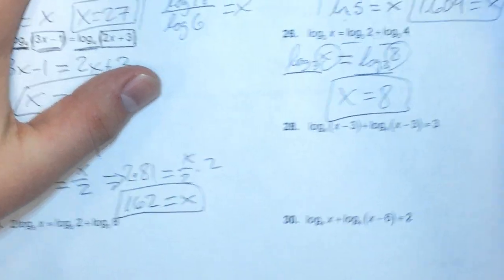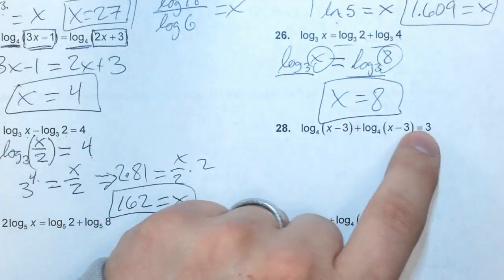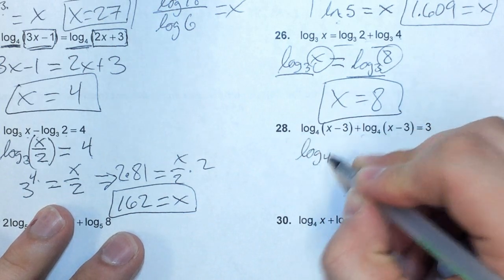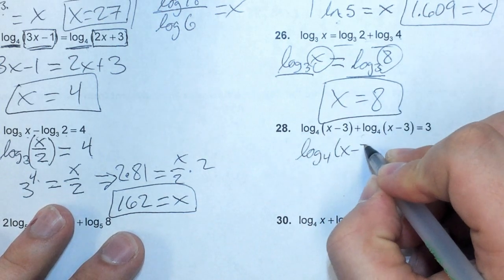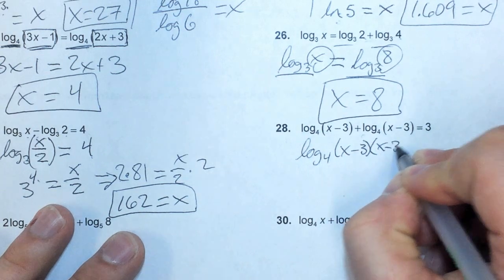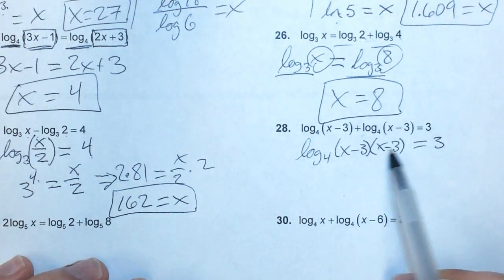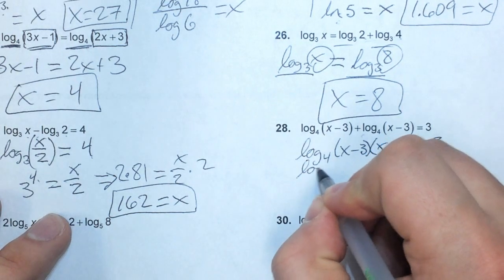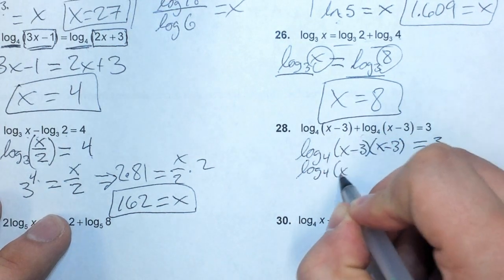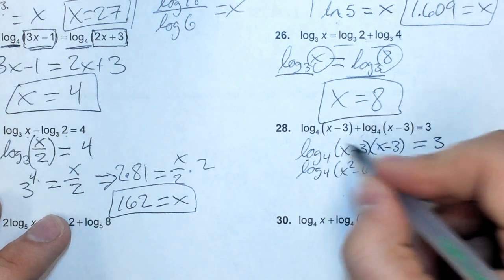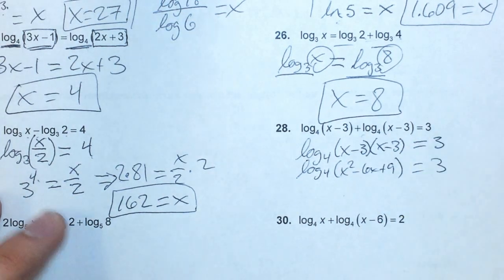Very similar thing happens in 28. There's not logs on both sides. So when I put these two together, this can be log base 4 of x minus 3 times x minus 3 equals 3. All right? I can simplify this a little bit. We can say log base 4 of x squared minus 6x plus 9. So foiling that out, that equals 3.